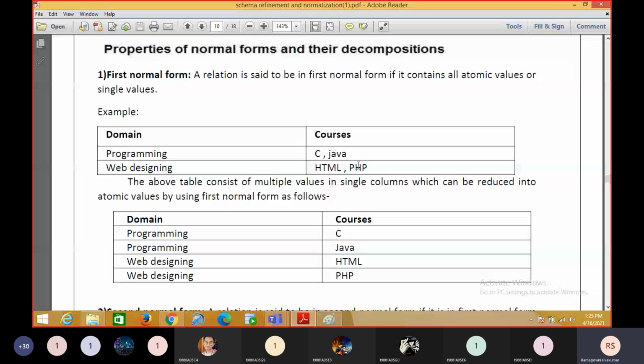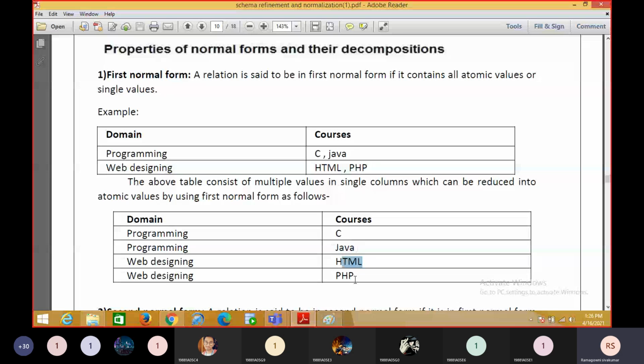How can I convert this into first normal form? We should avoid that. We should write the table this way: domain, programming C, programming Java, web designing HTML, web designing PHP. That means each column should contain only single values. We should not write multiple values in a single column. Okay, that's what first normal form is.